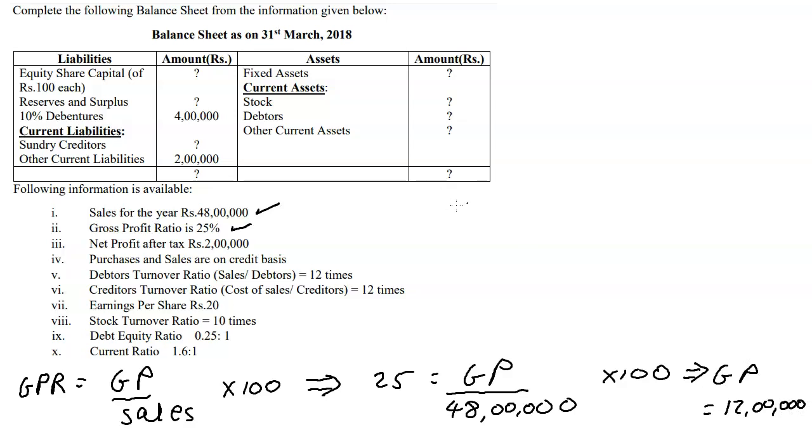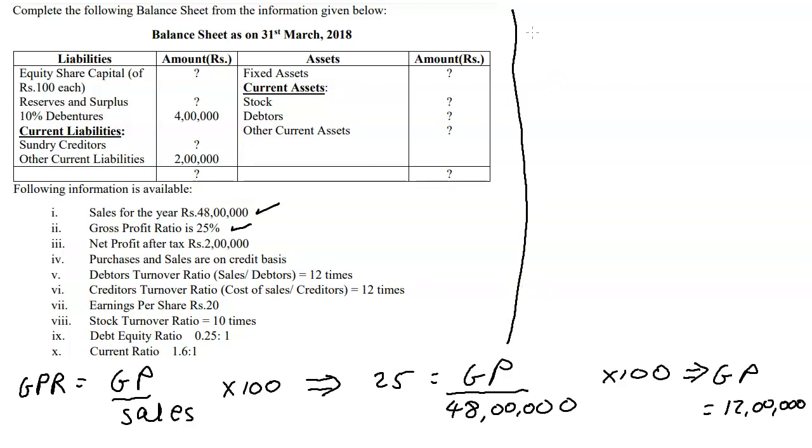Now, we need to solve going further. They're saying the net profit after tax is 2 lakhs. And for now, we'll just keep that in mind. Purchases and sales are on credit basis. Okay, that's going to help us when we're dealing with debtors turnover ratio and creditors turnover ratio, which I think is the next set of low-hanging fruit.